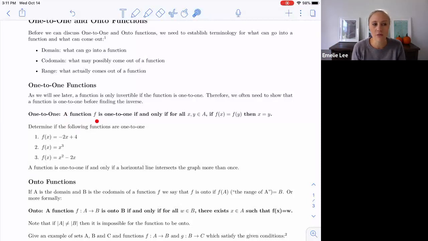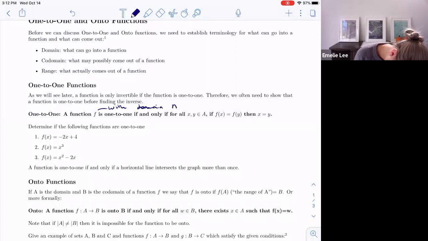A function f is one-to-one if and only if for all x's and y's in A, and I didn't define A. That's my hang up. Where is A coming from? A is the domain of f, with domain A. You can see x and y in A, and I said, where's A coming from? A is the domain of f, which is pretty default, but I didn't say it.